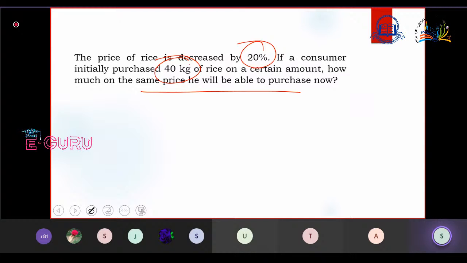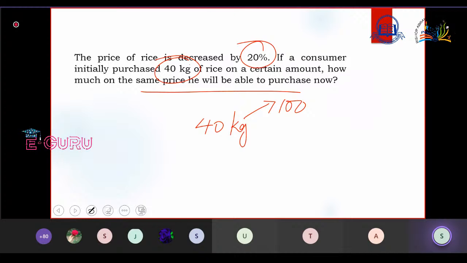So here again in percentage problems, we will always move with the 100. 100 is our closest ally here. 100 is our best friend here. So we will move ahead with the 100 only. So we will assume that initially this person was purchasing 40 kg rice for 100 rupees. So initially this person was able to purchase 40 kg rice by paying 100 rupees.